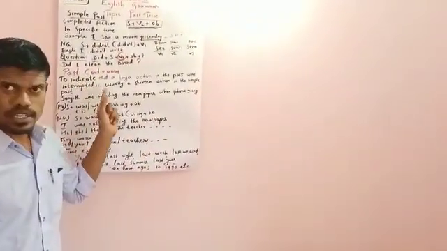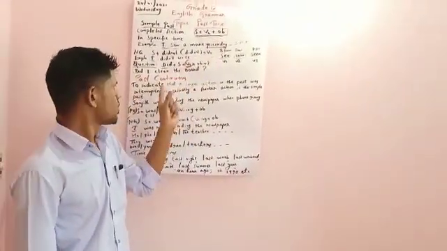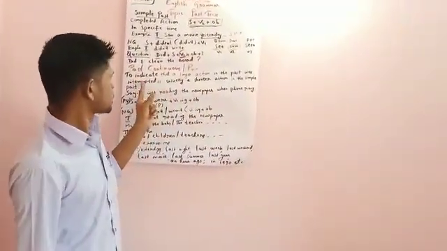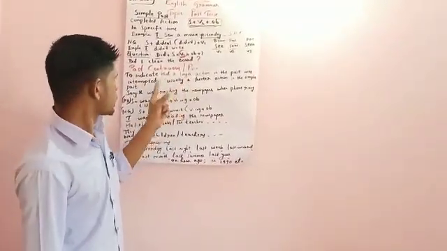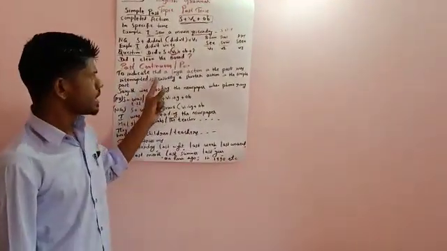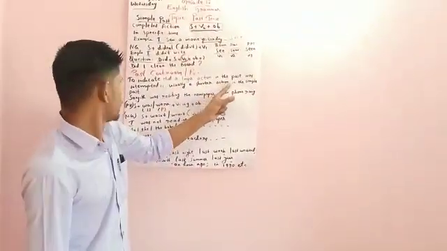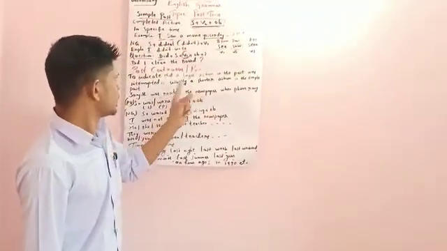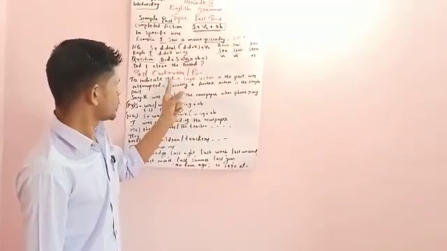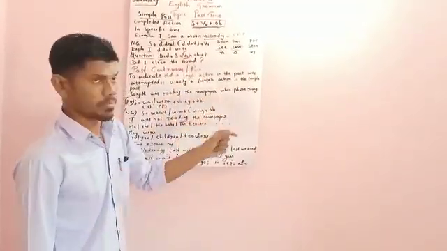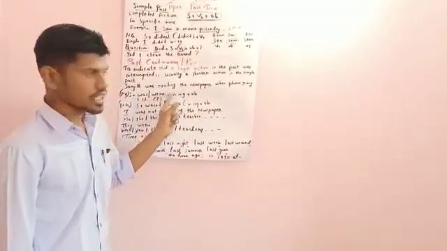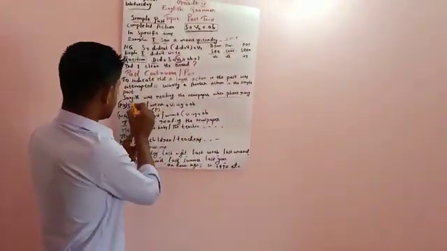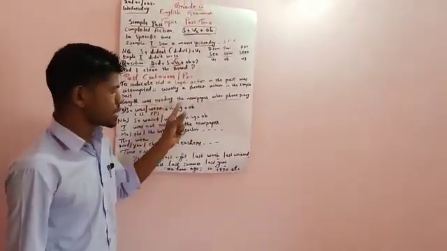Now let us move on to the past continuous. The second category of past tense is past continuous, or past progressive tense. This tense is used to indicate that a longer action in the past was interrupted, usually by a shorter action in the simple past. Here the past continuous tense is interrupted with simple past. See here: Sanjit was reading the newspaper when the phone rang. Here the phone rang is simple past, but was reading is past continuous. These two actions are interrupted.